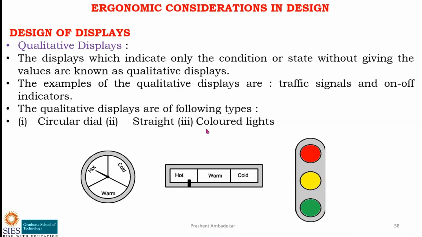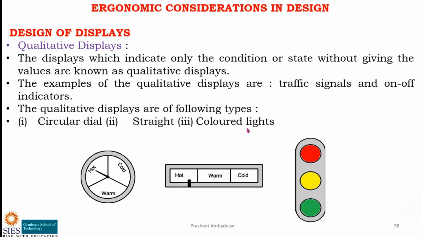So if there is a number, you are not able to quickly believe in numbers, as your brain is adapted to believe in colors quickly. Okay, so these colors are used for traffic signal, and it can be seen from far distance also. So this is talking about the qualitative display.